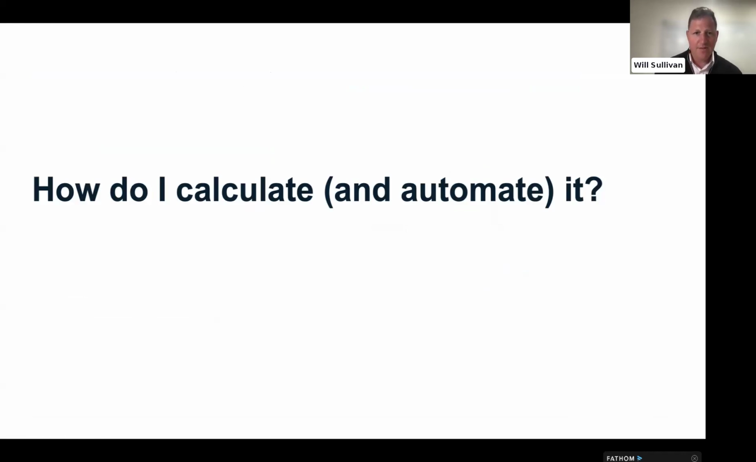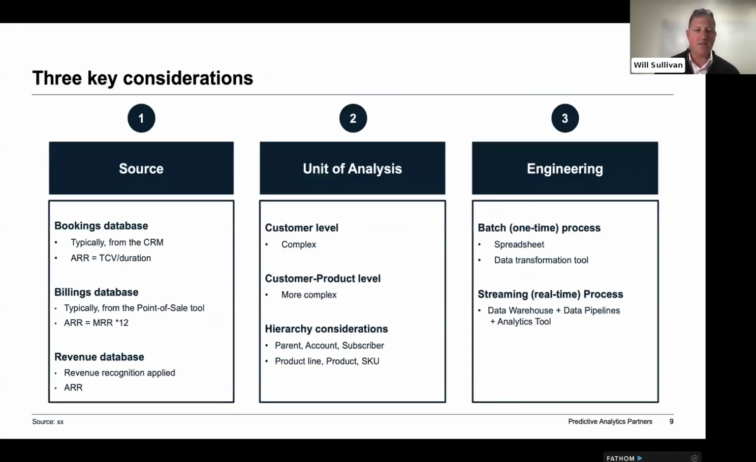And James, jump in if you have questions because this is complex. So there's three key considerations when you're going to build an ARR waterfall analysis. And these are the nuances that bite everybody in the ankles, if you will. So the source you start with, is it going to be from a bookings database like a CRM? Is it going to be from a billings database like a point of sale tool such as Stripe? Or is it going to be from a revenue database where RevRec has already been applied for ASC 606 or IFRS 15, which is in Europe.